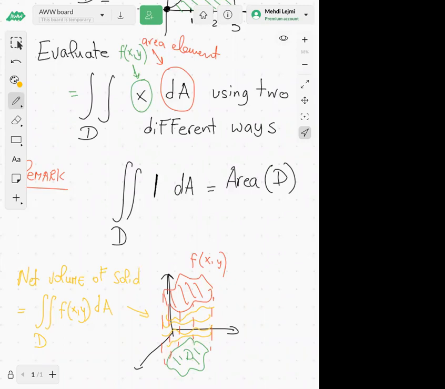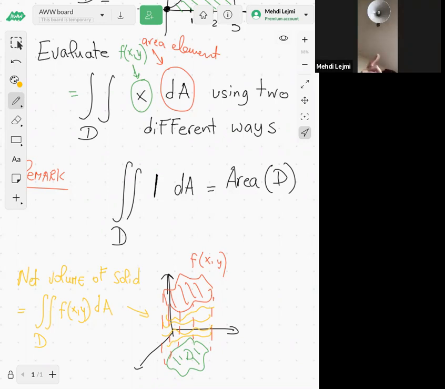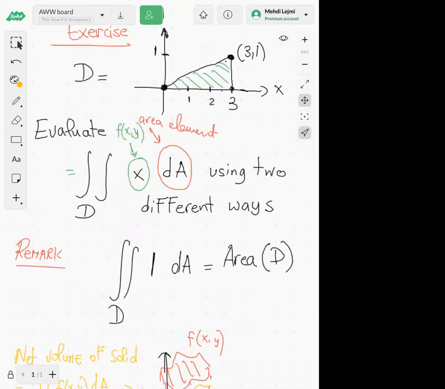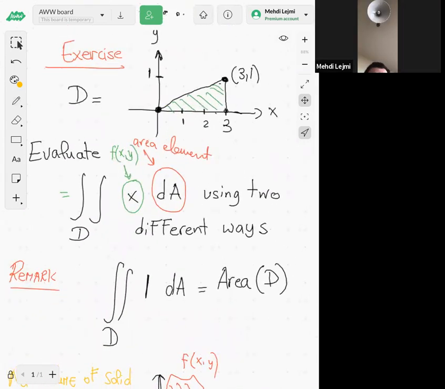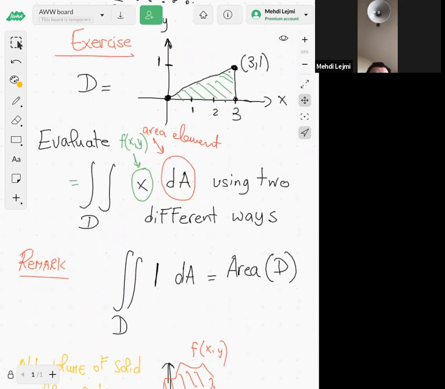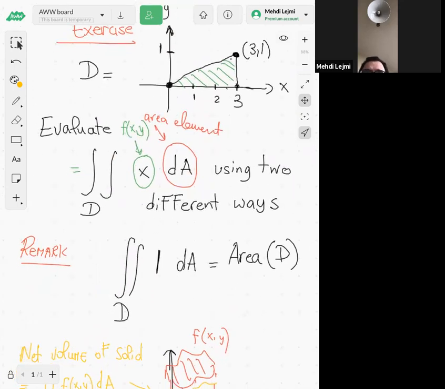Okay, I see it. Thank you. But if the function is one, then you're right. So probably your answer is correct. Actually, three. I don't know, I didn't do the computations. I don't know exactly the answer.